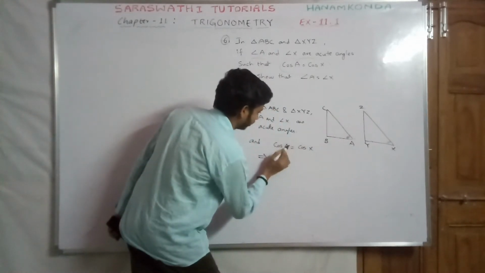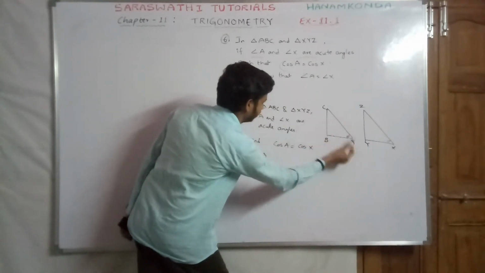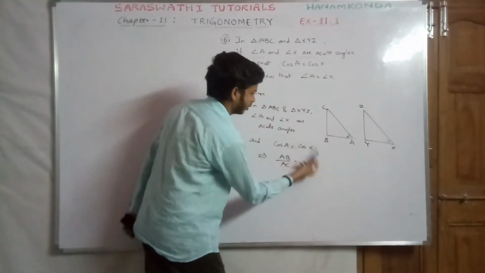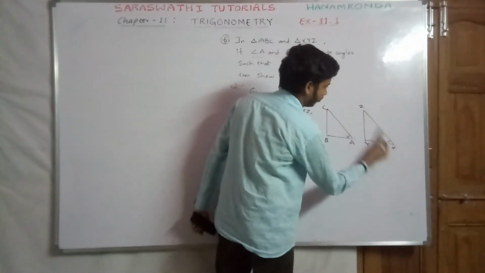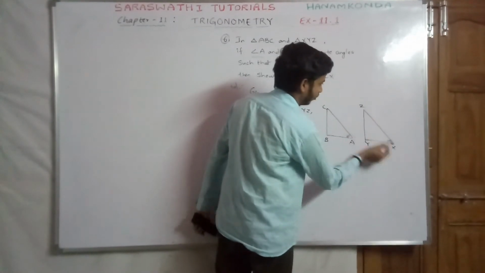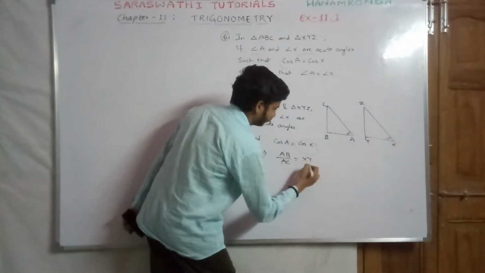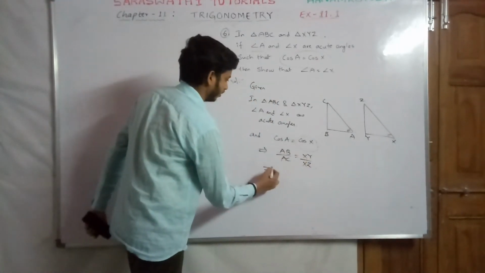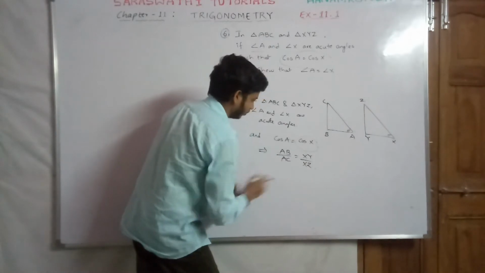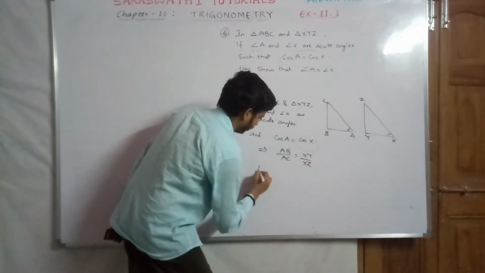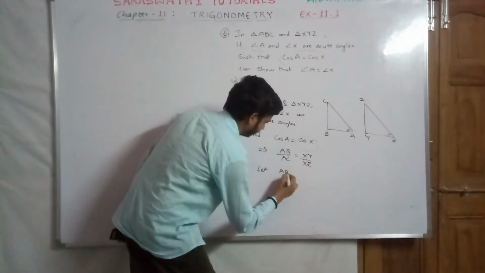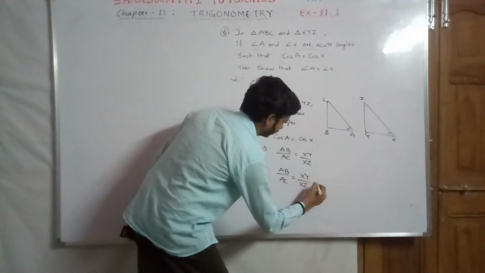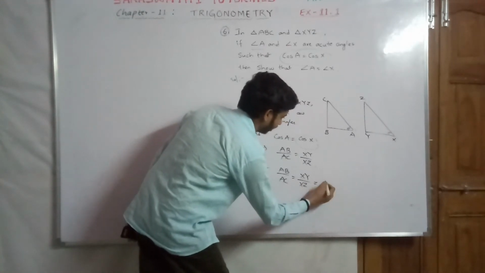So it implies that in place of cos A, write AB by AC, adjacent by hypotenuse. Similarly, cos X means adjacent by hypotenuse. Here adjacent is XY and hypotenuse is XZ, so XY by XZ. So AB by AC equal to XY by XZ we have obtained. Let us suppose we take this value to be some letter P, or K, or whatever.